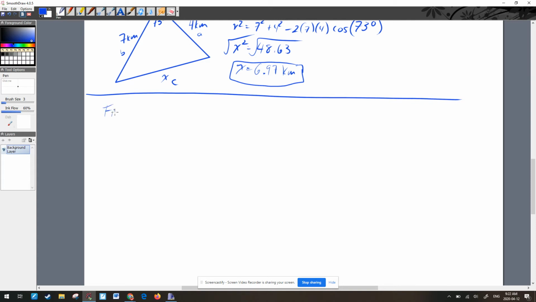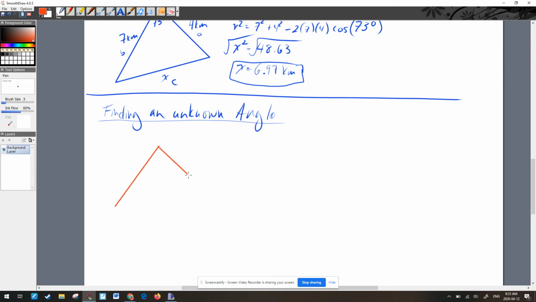So, finding an unknown angle. The cookbook ends up being the same as what we had before, but this is a bit more of an involved process. So it all starts out the same way.